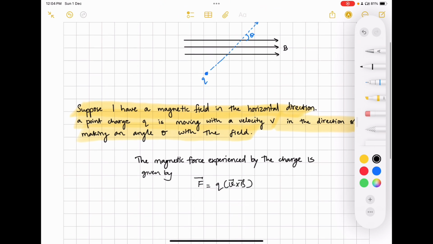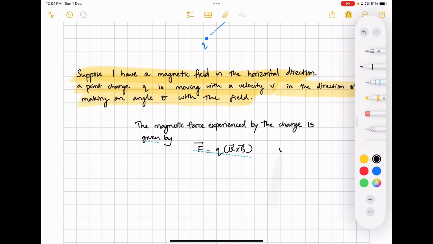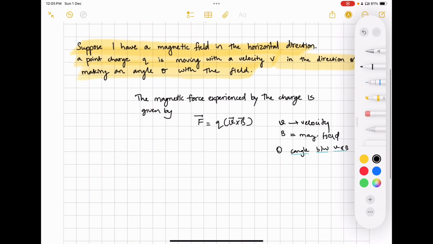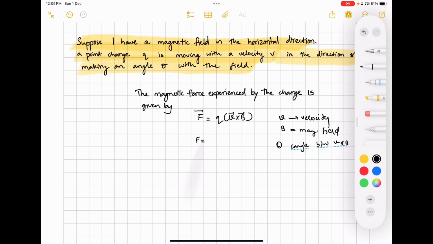Here F is a vector quantity, the force, Q is the charge, V is the velocity and B is the magnetic field. Theta is the angle between V and B. So we can write this as F is equal to Q V B sine theta.